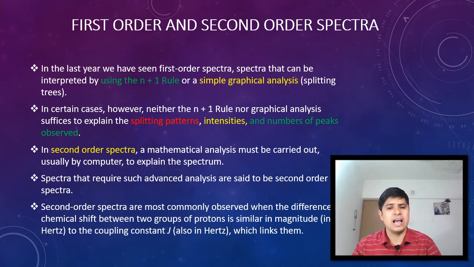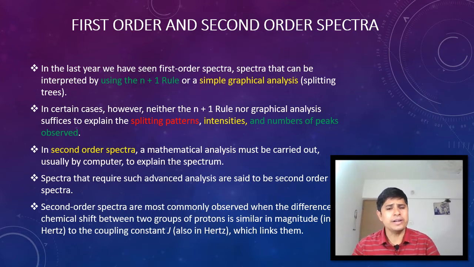Second order spectra are most commonly observed when the difference in the chemical shift between two groups of protons is similar in magnitude to the coupling constant J, which links them. That is also expressed in hertz.